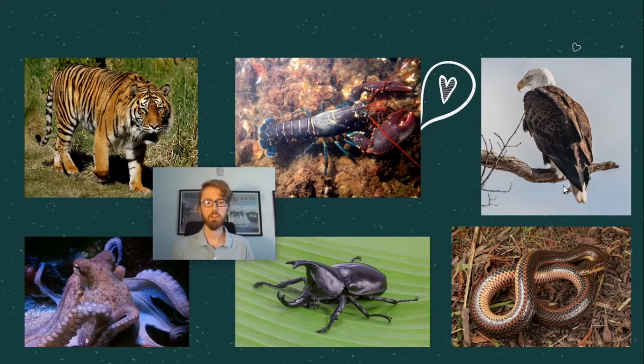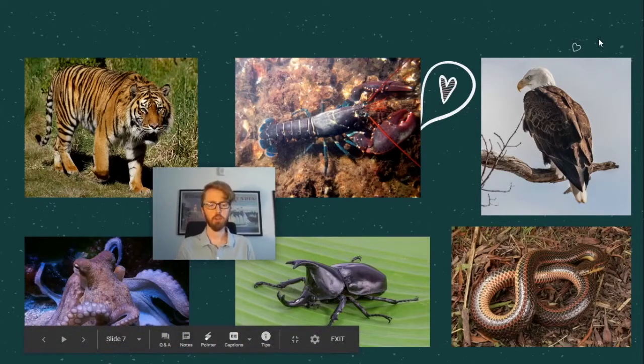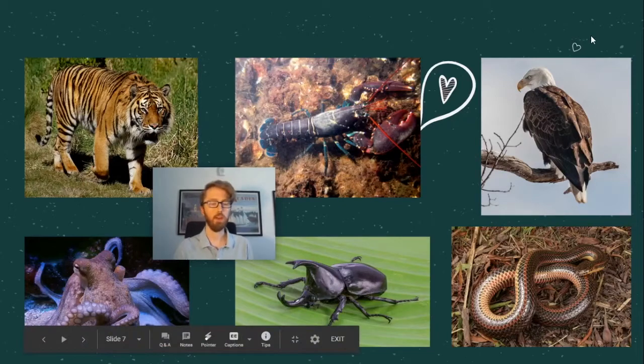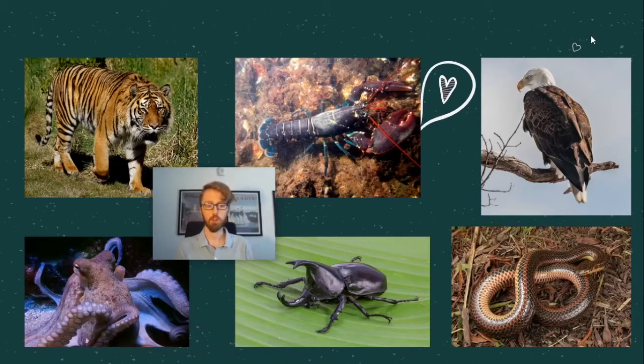Yesterday, we looked at these 6 animals: Can we classify them as invertebrates and vertebrates now after watching those videos? What do you think? I think that the tiger, the eagle, and the snake are all vertebrates, while the lobster, beetle, and octopus all don't have a backbone and are invertebrates.